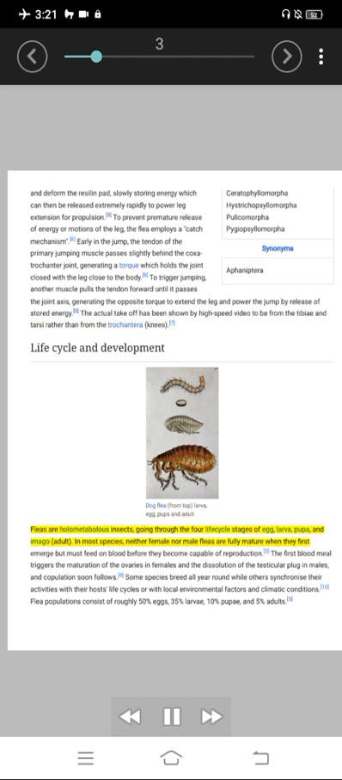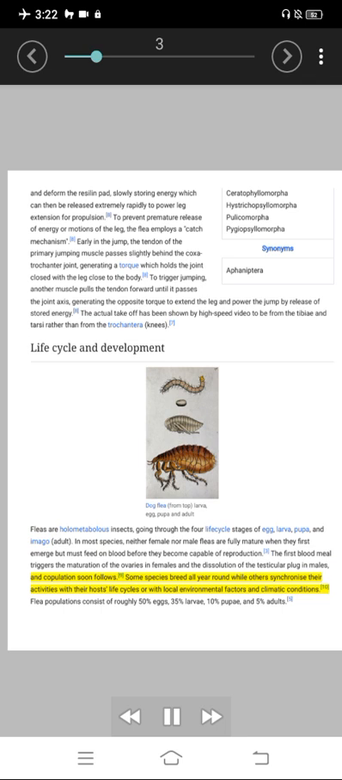Fleas are holometabolous insects, going through the 4 life cycle stages of egg, larva, pupa, and imago adult. In most species, neither female nor male fleas are fully mature when they first emerge but must feed on blood before they become capable of reproduction. The first blood meal triggers the maturation of the ovaries in females and the dissolution of the testicular plug in males, and copulation soon follows.